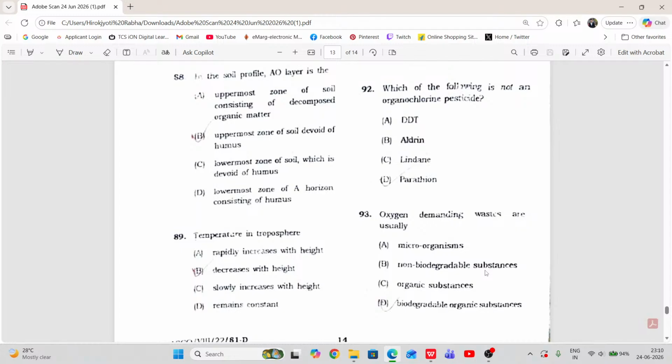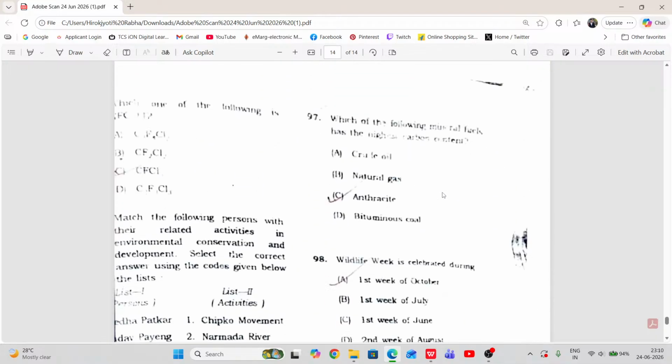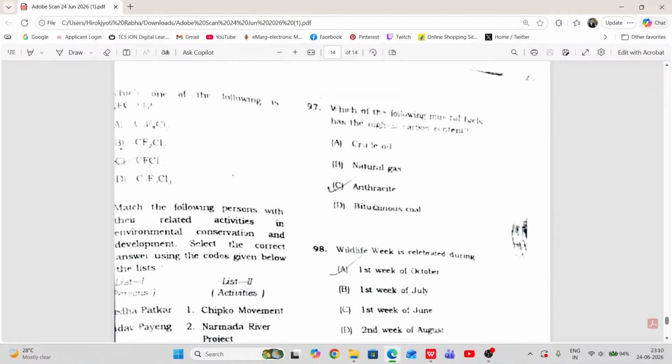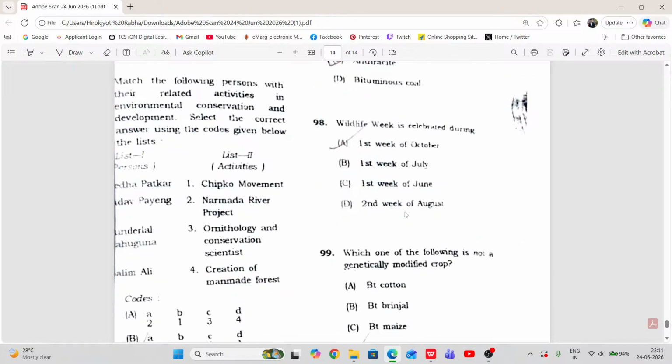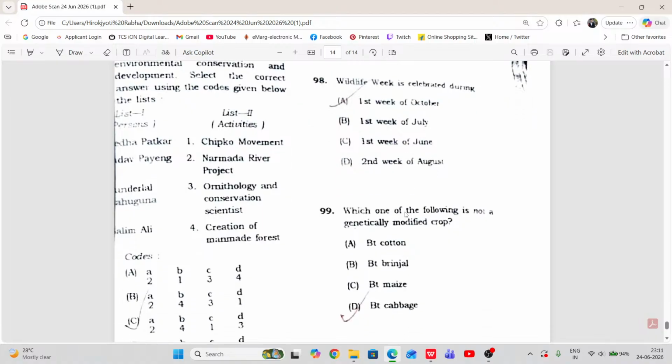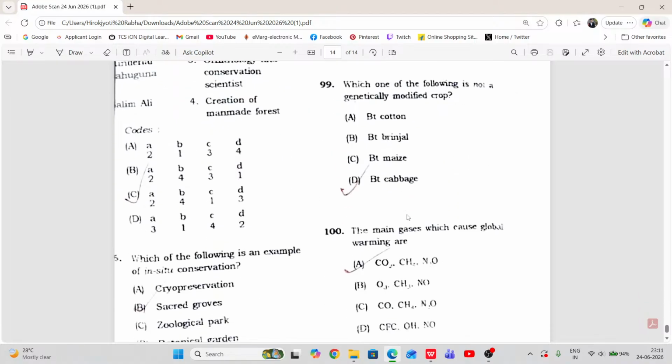Which of the following is an example of in situ conservation? Sacred groves. Which of the following minerals has the highest carbon content? Anthracite. Wildlife Week is celebrated in the first week of October. Which one of the following is not a genetically modified crop? Cabbage. The main gases which cause global warming are CO2, CH4, N2O.